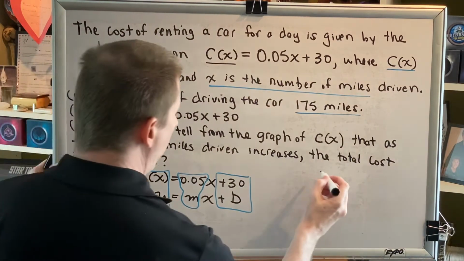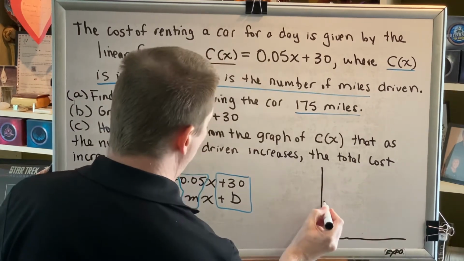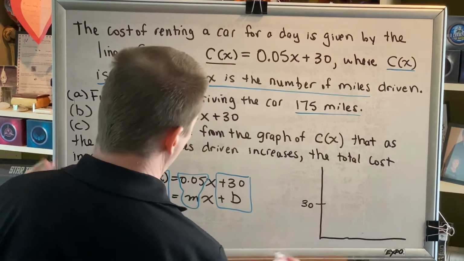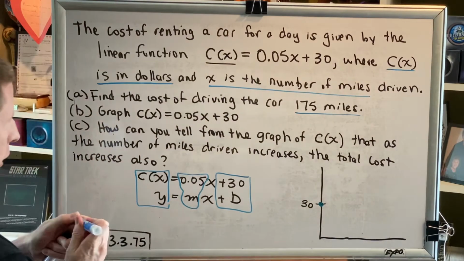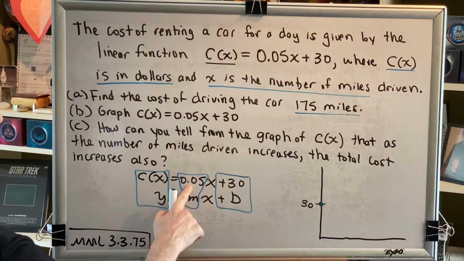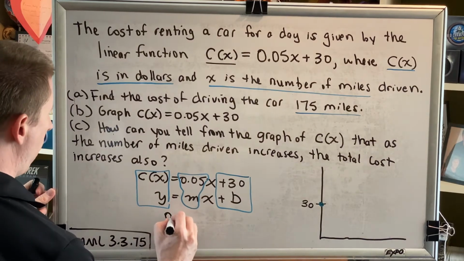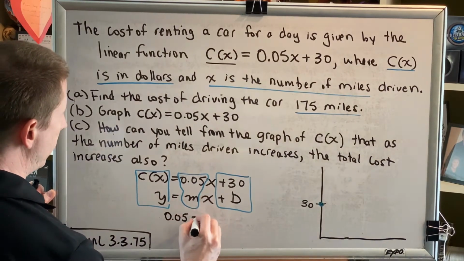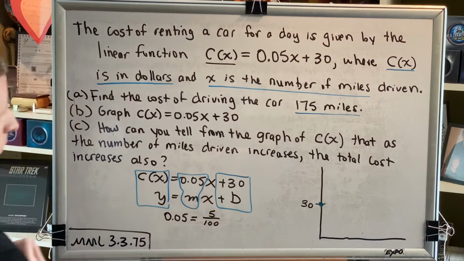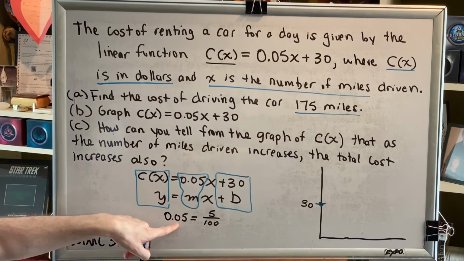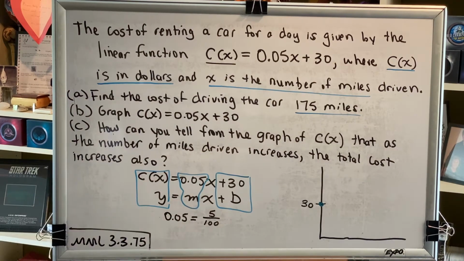So when we create our graph, we're going to use our y-intercept of positive 30, and we are going to draw a line through that point. The line needs to have a slope of 0.05. Now, 0.05 is the same thing as 5 out of 100. Notice that this is like percent. 0.05 is 5%, which is 5 out of 100.